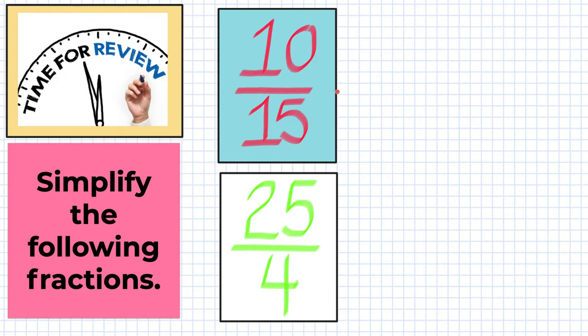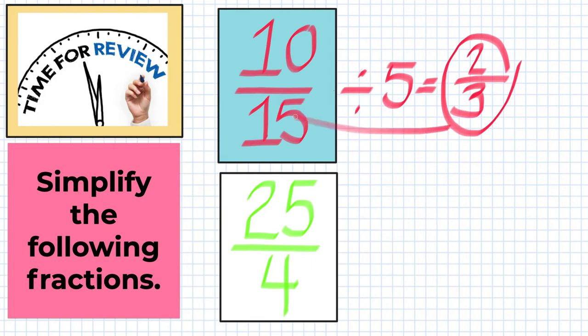So the first one, this is a proper fraction because the numerator, or the number above, is lesser than the number below. So if you want to simplify a proper fraction, all you need to do is to find a number that can possibly divide the numerator and the denominator. Here, 10 and 15, the possible number is 5. So 10 divided by 5 will be 2, and 15 divided by 5 will be 3. So therefore, the simplified form is 2/3.